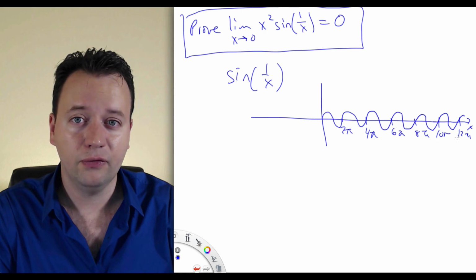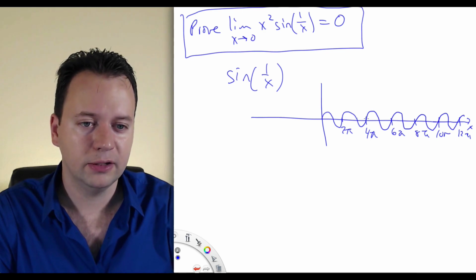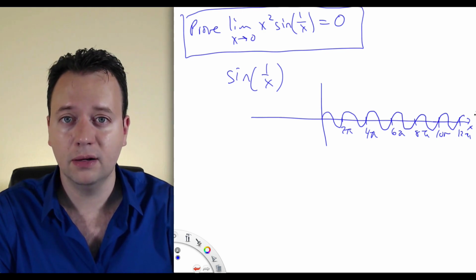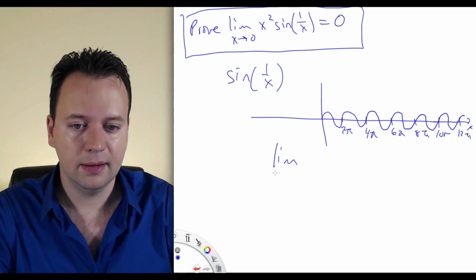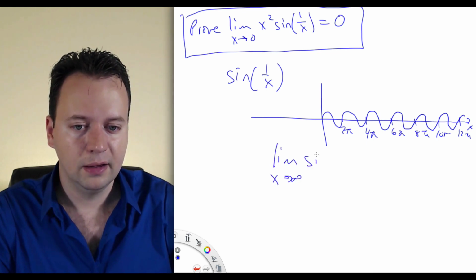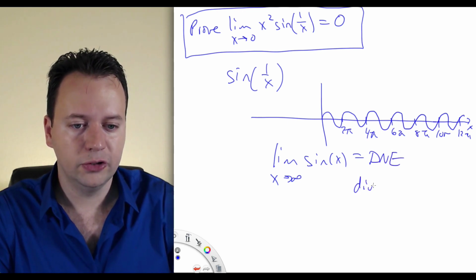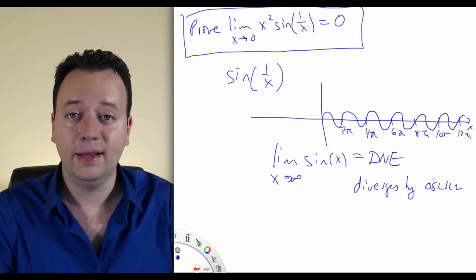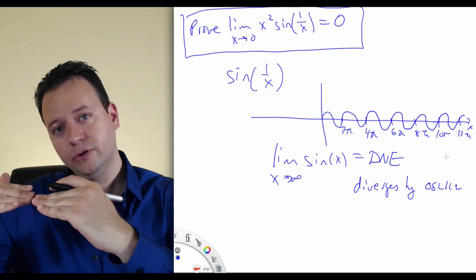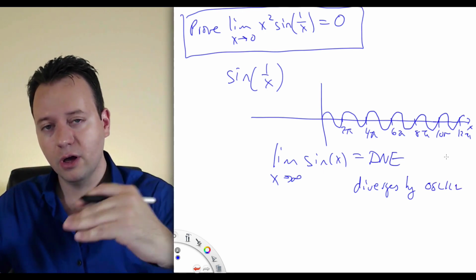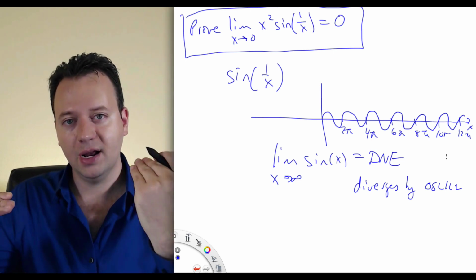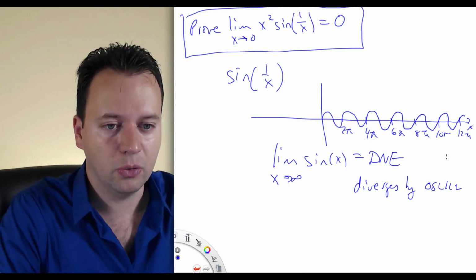So what would sine of 1 over x look like? Eventually we'll get to 1,000, 1 million, 1 billion, and the limit as x goes to infinity of sine of x does not exist. So they say it diverges by oscillation, right? The whole idea is that the outputs never settle down to a particular y value. They're always going back and forth, so they never actually settle down on a particular one.